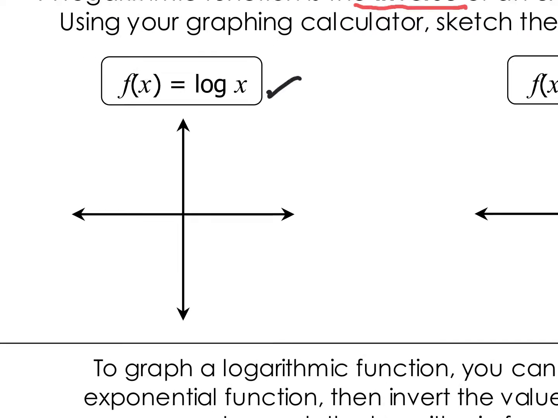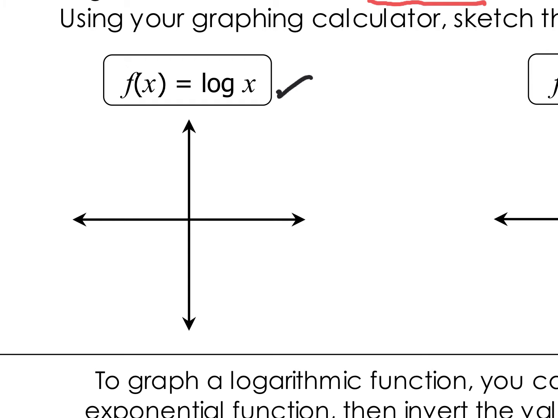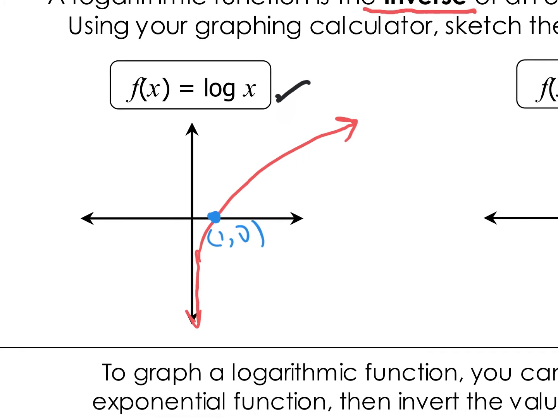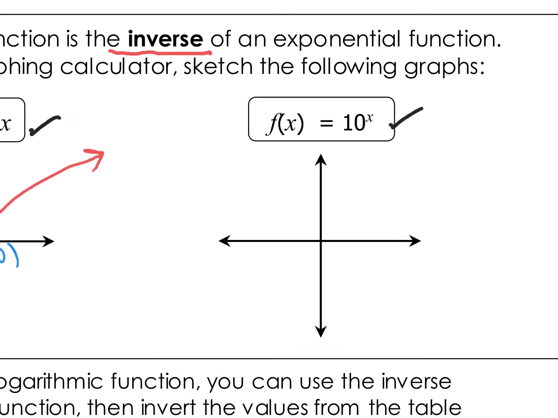So if I do a very generic graph of log of x, it's going to look like this. Asymptotic vertically, going up, up, up, up, and going up and over that way. And I can tell you right now that that ordered pair is (1, 0). And you might be thinking, why was I so smart? How do I know that? Well, because this is log base 10, and it is the inverse of 10 to the x, which is exponential growth.